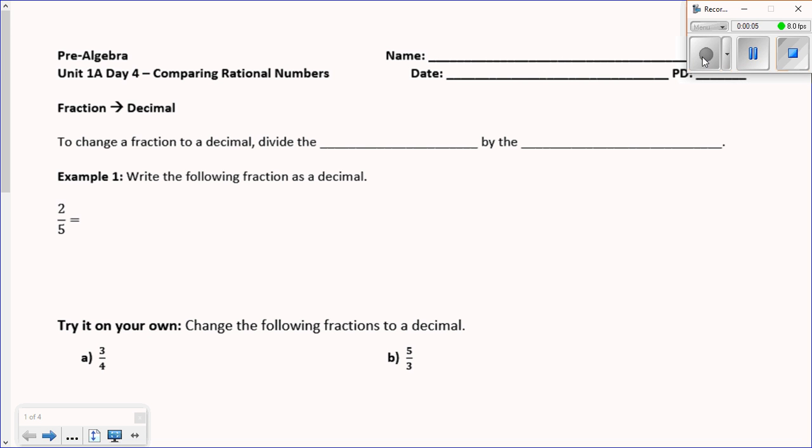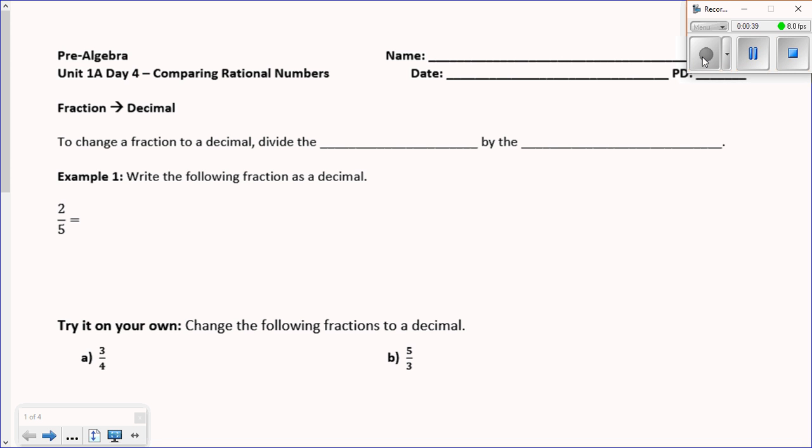Today we're doing day 4 of our first unit, and the topic is comparing rational numbers. There's more than just this, but we've already learned scientific notation and how to change that to standard form. We've learned how to deal with squares and square roots and how to change that to standard form. Now we just want to review fractions, decimals, and percent, because all of these different forms will be used.